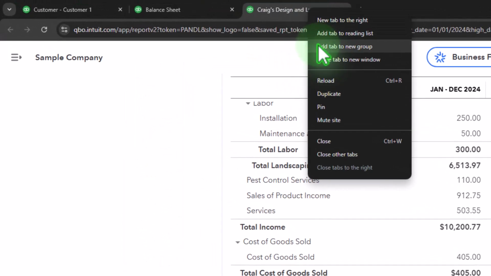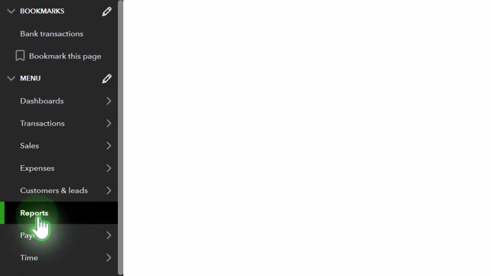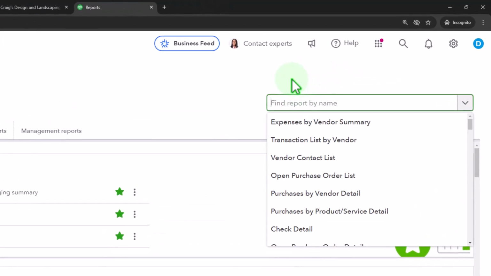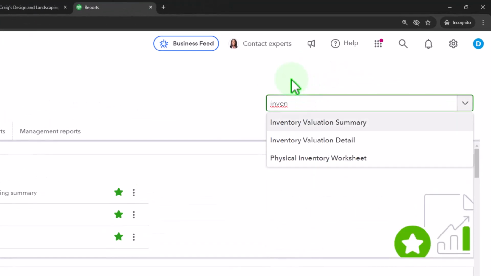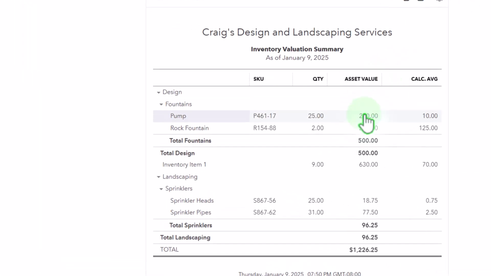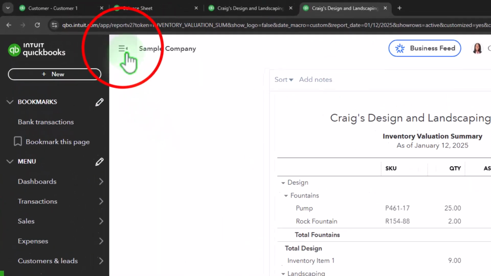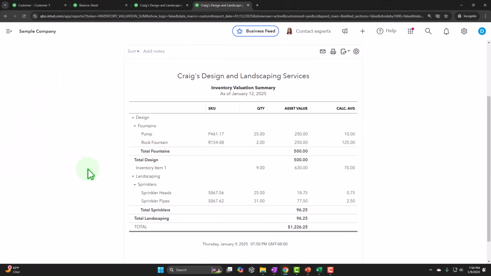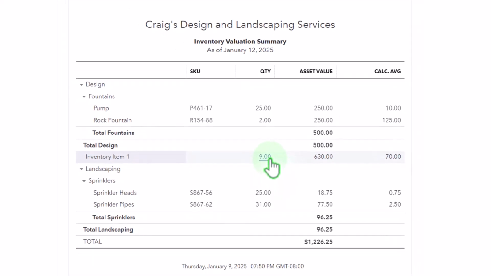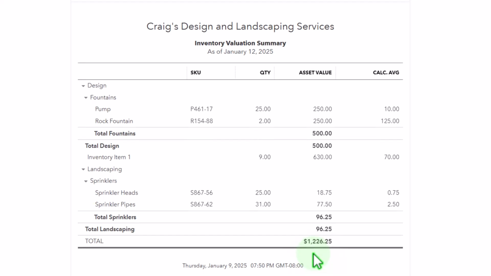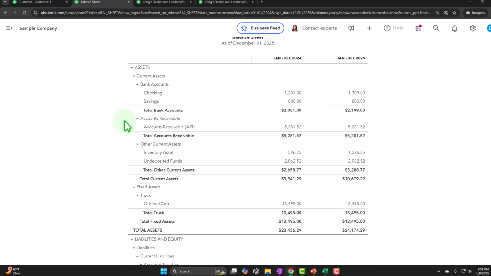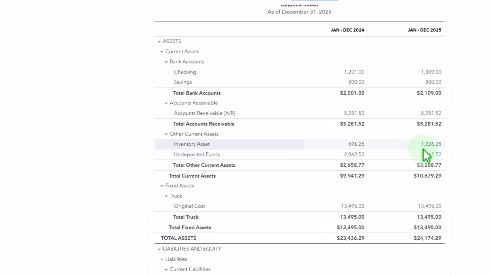Let's also take a look at the subledger for inventory. I'm going to right click on this tab up top to duplicate it. So I have another tab for the subledger of inventory, going to the reports on the left-hand side. This is going to be the inventory valuation summary. There it is. So now we put 10 units on the books. We sold one of them, so we're down to 9 units of inventory. The dollar amount of inventory is currently $1,226.25, which should tie out to what's on the balance sheet for inventory, $1,226.25.